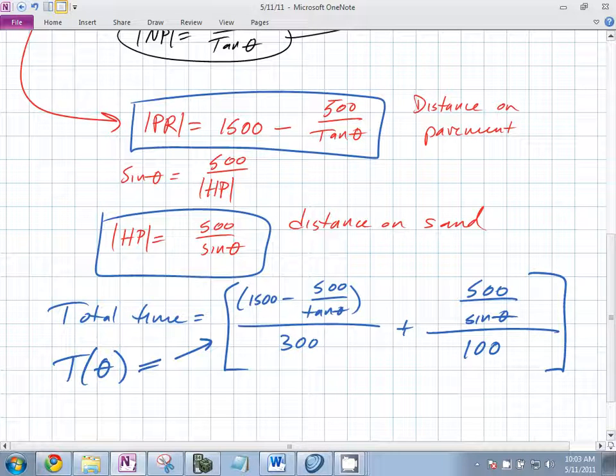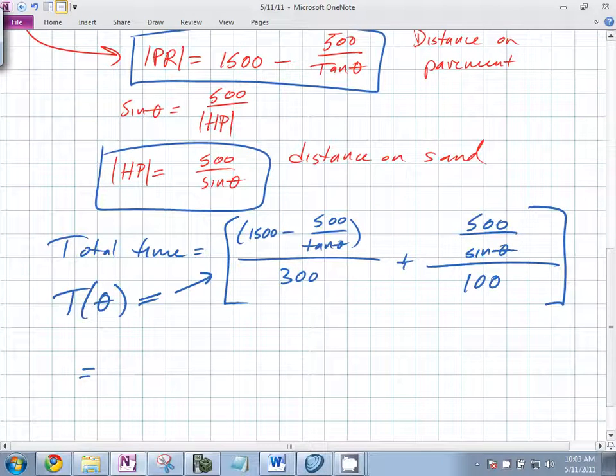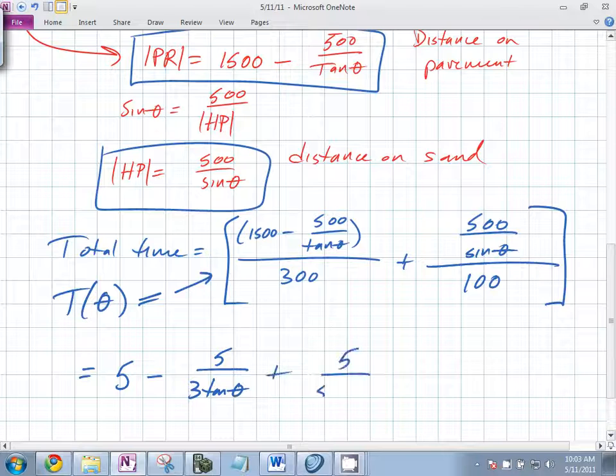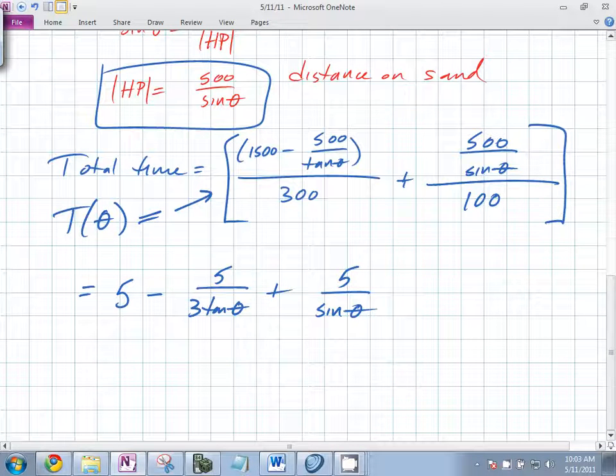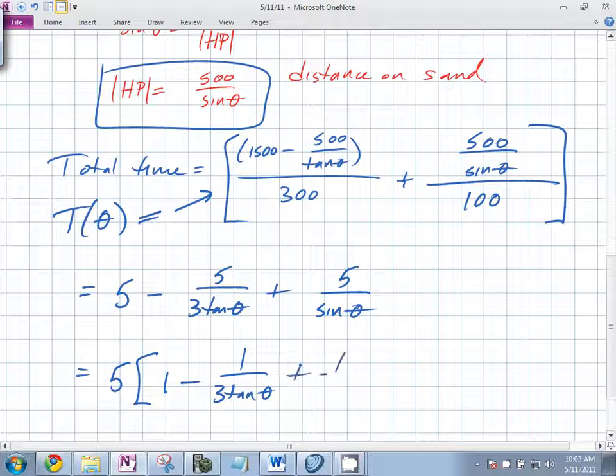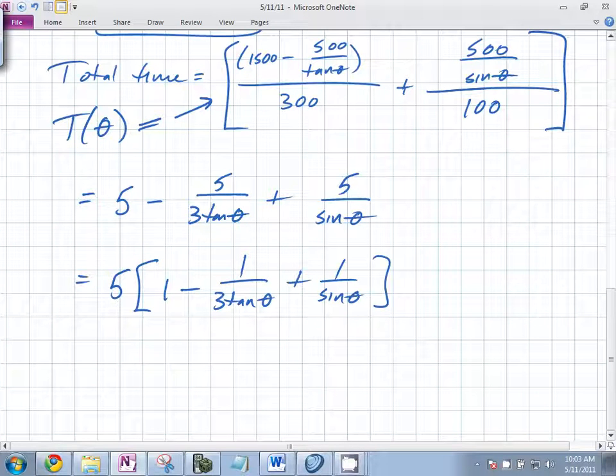Cool? Nice. Could we clean that up a little bit? Yeah, you can clean it up a bunch. So that's going to be equal to 5 minus 5 over 3 tan theta, right? Plus 5 over sine theta. That's equal to 5 times (1 minus 1 over 3 tan theta plus 1 over sine theta), right? Is that correct? I just pulled out a 5 from everything. I factored out a 5.